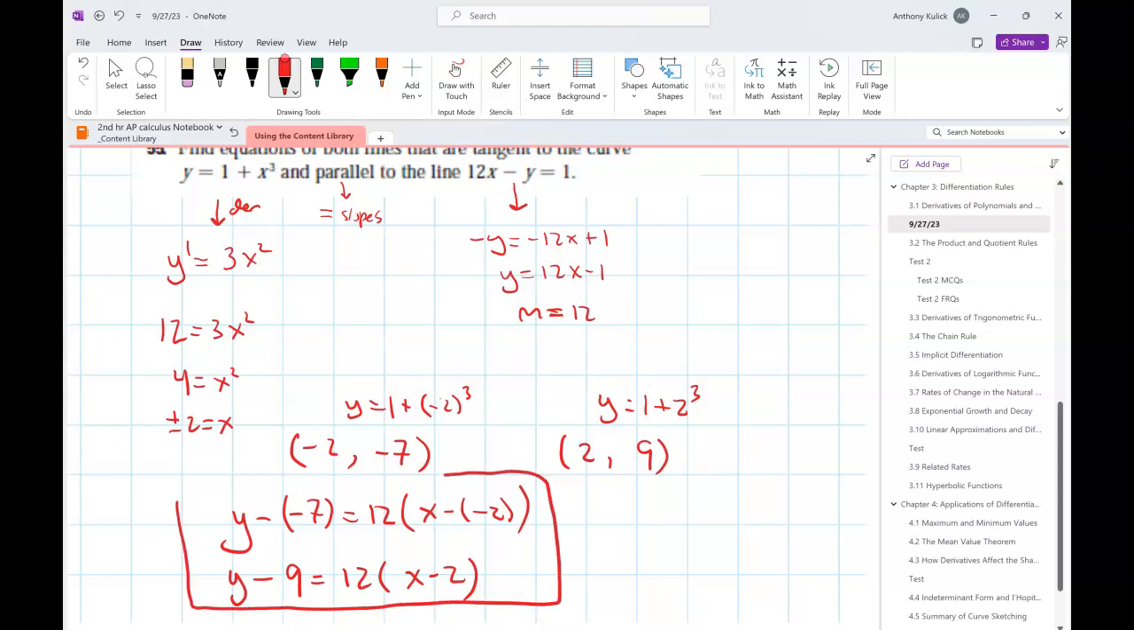So the hard part of this was figuring out what I needed and where I was going to get it from. I got the slope from the line that we had to be parallel to, because I know that parallel lines have equal slopes. I plugged that slope number into the derivative to find the x coordinate, and then to get the y coordinate, I plugged that x coordinate into the original function. And then I just had my slope and my point, so point-slope formula.